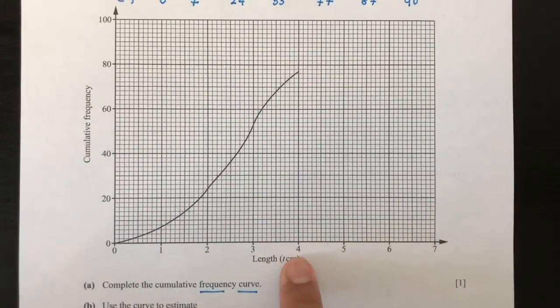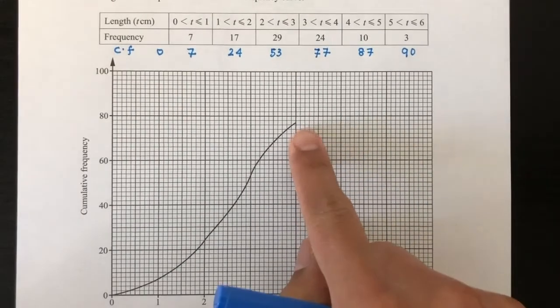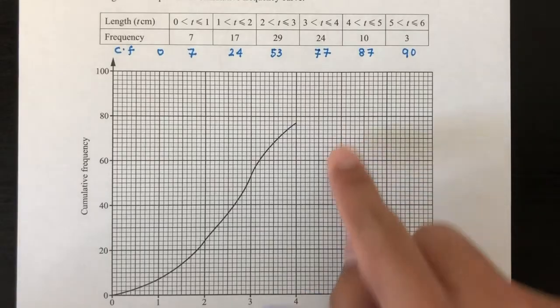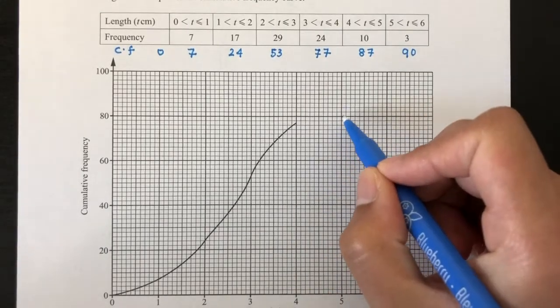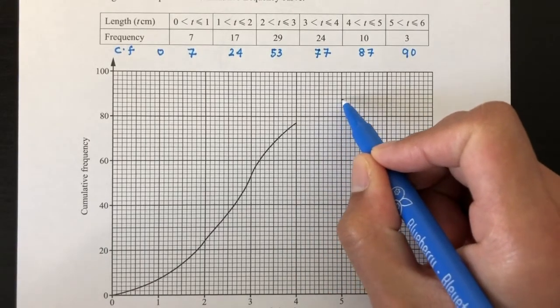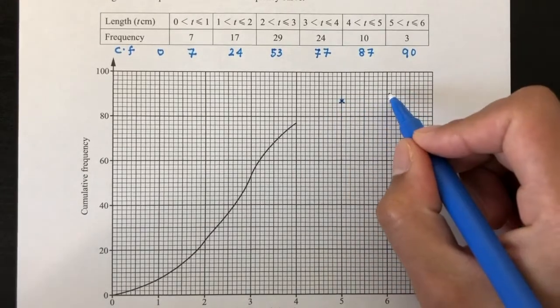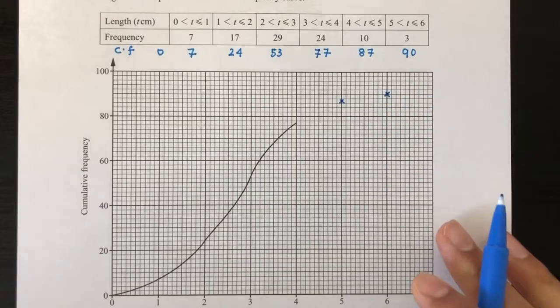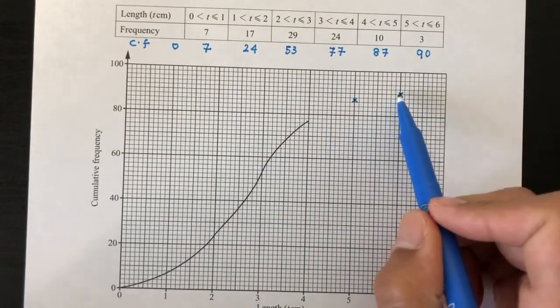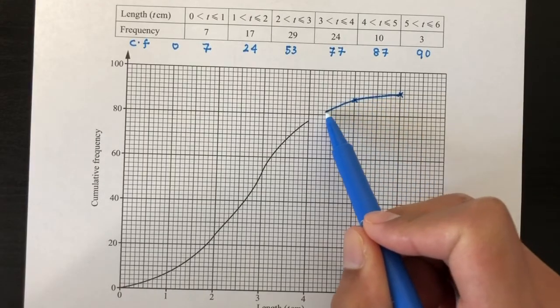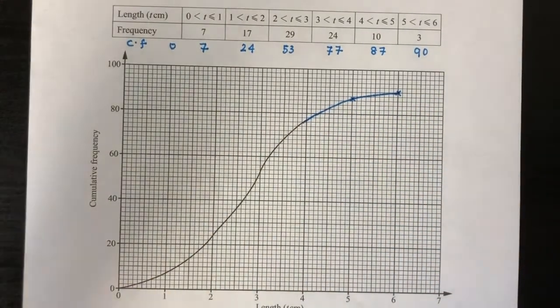So here we have been given until 4 and 77. So next one is 5, 87. That should be about, this is 90, 88, 87 should be about this value, right? Somewhere around here. And the last one is 6 will be 90. 90 is exactly right here. So now we just have to join these to this line to complete your cumulative frequency curve. Okay, so that is pretty good, pretty smooth.